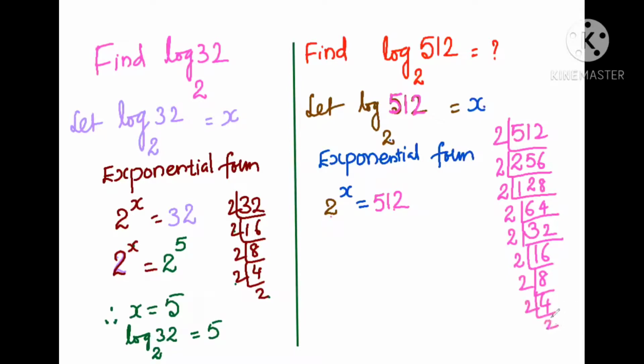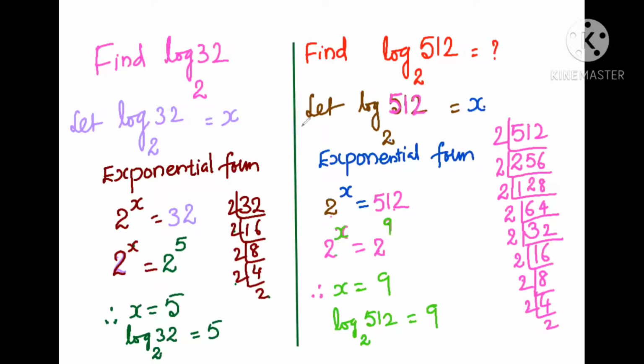So here 2 to the power of x is equal to 2 multiplied how many times here? Let us count: 1 2 3 4 5 6 7 8 9. 9 times. So 2 multiplied 9 times is equal to 2 to the power of 9. Therefore here the bases are equal, so the exponents are also equal. Therefore x is equal to 9. So the answer: logarithm of 512 base 2 is equal to 9.